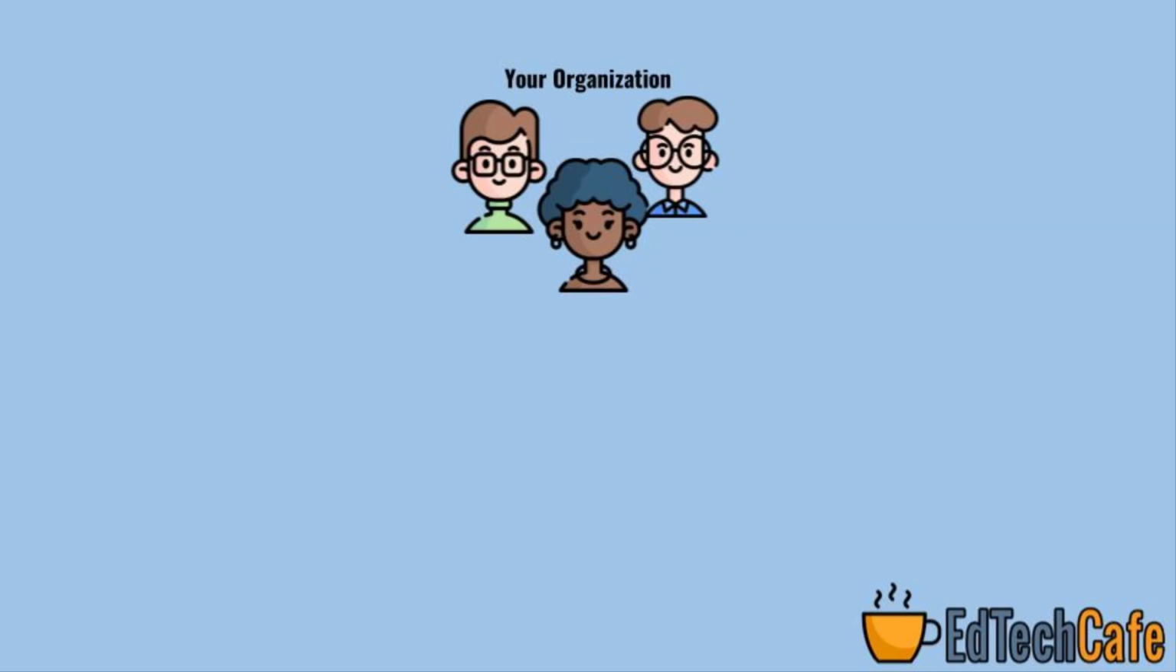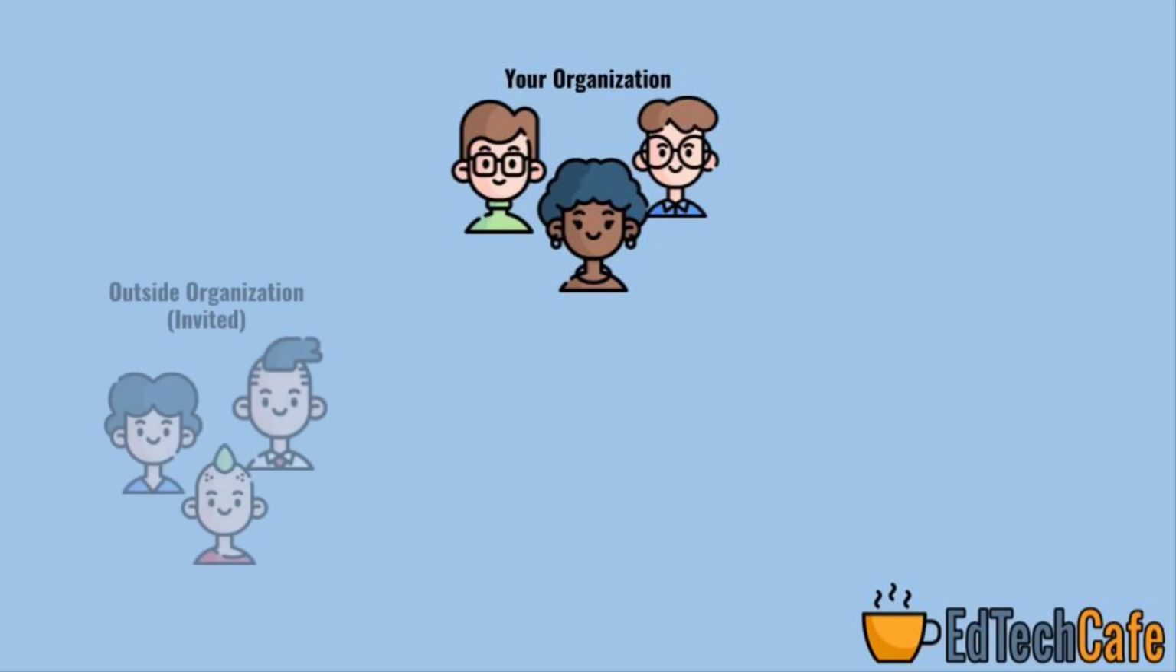By default, people from your organization who are signed into their Google accounts can join without asking for permission. People outside of your organization who are invited can automatically join your meeting if they're logged into the Google account. This could be a personal Gmail account or a different school district account.